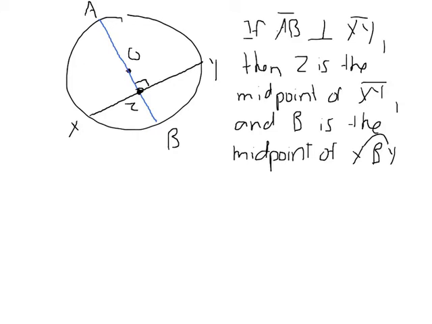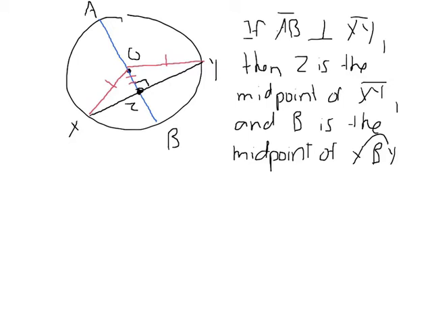If I draw radius OX and radius OY, can you see that we form 2 right triangles, OZX and OZY? Since these radii are congruent to each other, and segment OZ is congruent to itself, the 2 triangles are going to be congruent by HL, right? And now we can say that segment XZ is congruent to segment YZ by CPCTC.